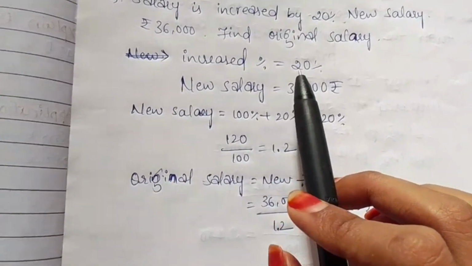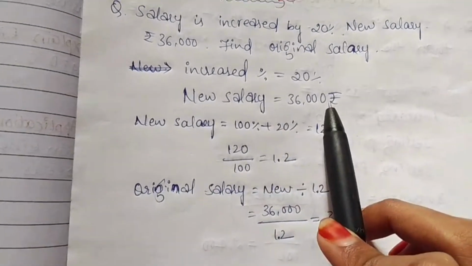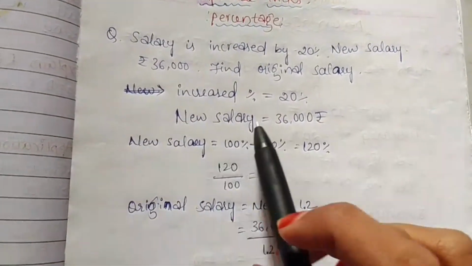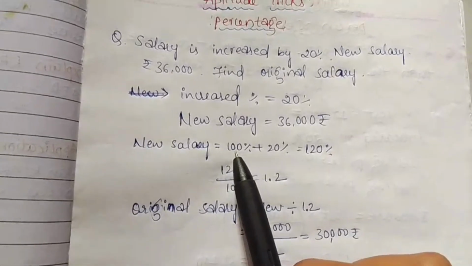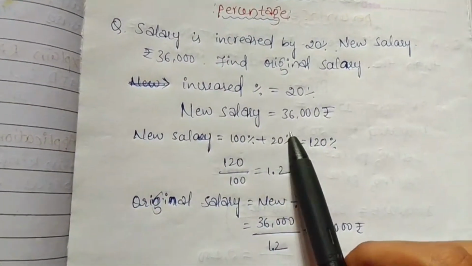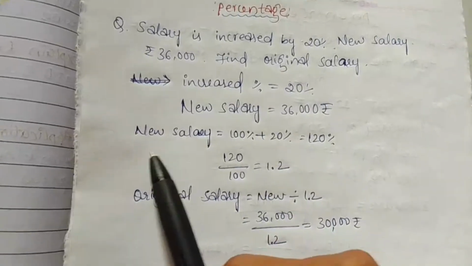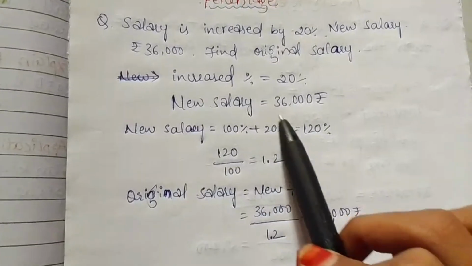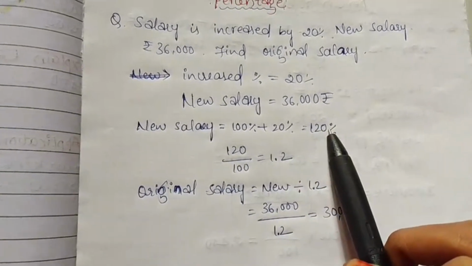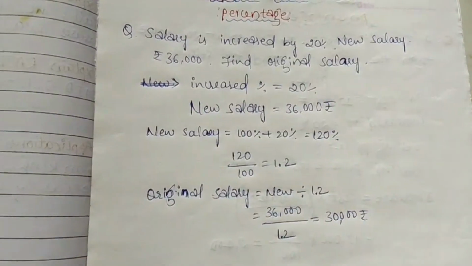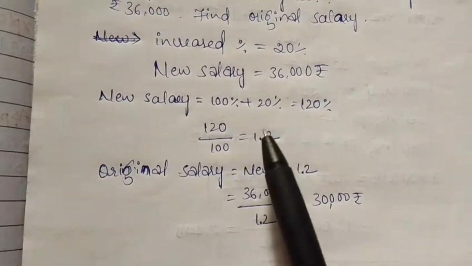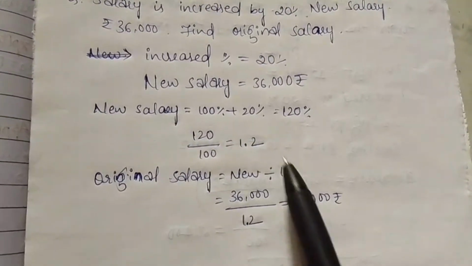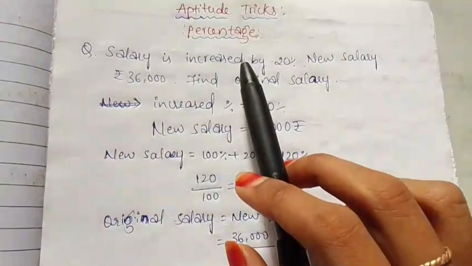Increased percentage is 20% and the new salary is 36,000. First of all, it was 100%, then 20% was the increment, so it is 120%. The new salary is the addition of both, 100% before and now the 20% increment, that is 120%. We have to take the new salary percentage, 120 by 100, which will be 1.2. Here to find the original salary, new salary divided by this 1.2, we will get the original salary.